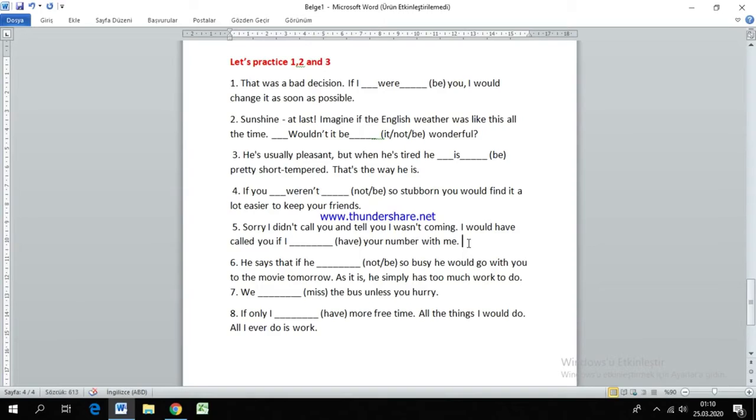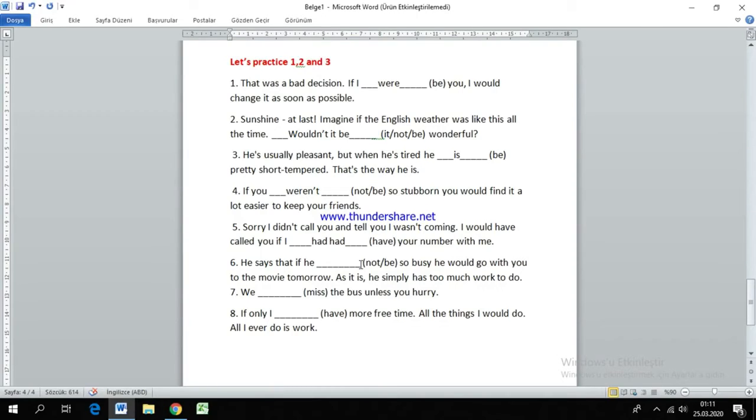The fifth one. Sorry I didn't call you and tell you I wasn't coming. I would have called you. I would have called. Type 3. And in type 3, what do I do with the if clause? If I had, right? No. If I had your number with me, because in type 3 we need to use past participle or past perfect, as we call it. So if the verb is have or be, you always need to be more careful while doing the exercises.